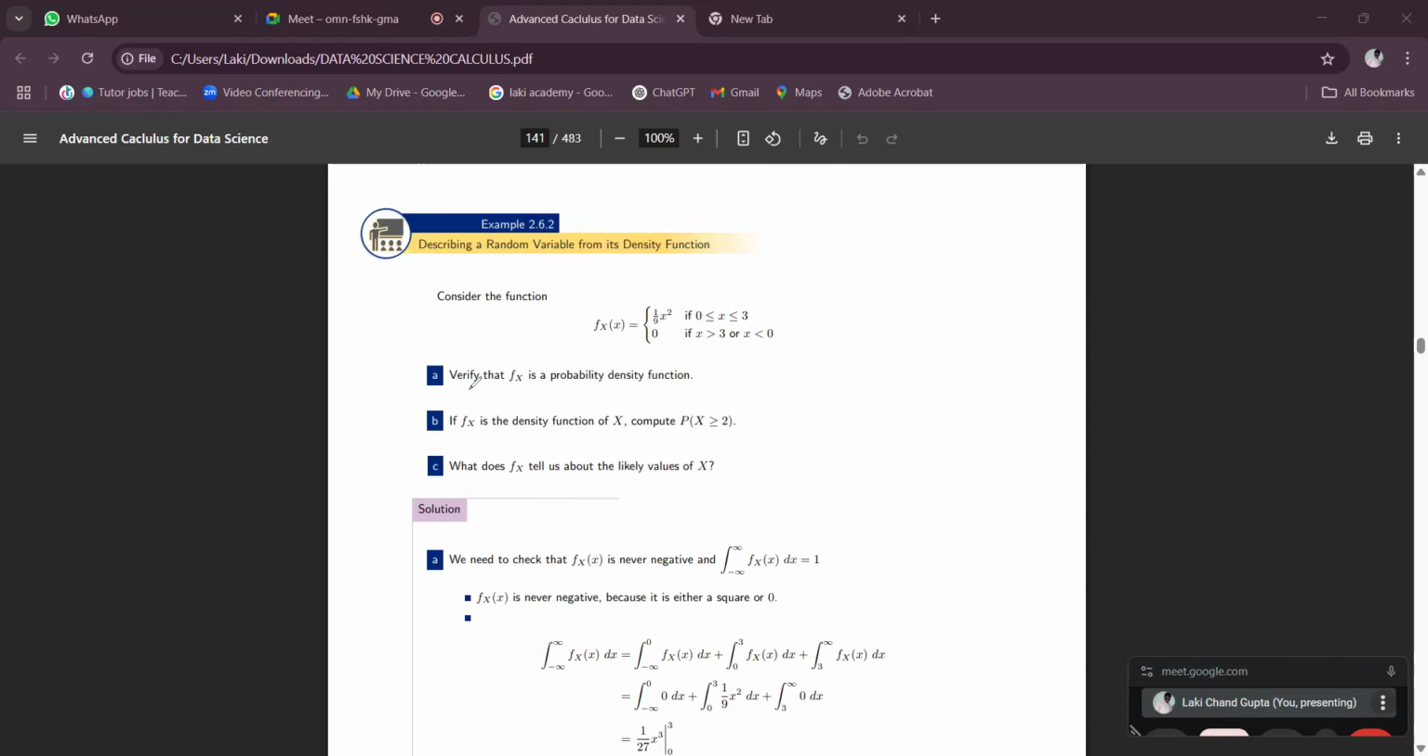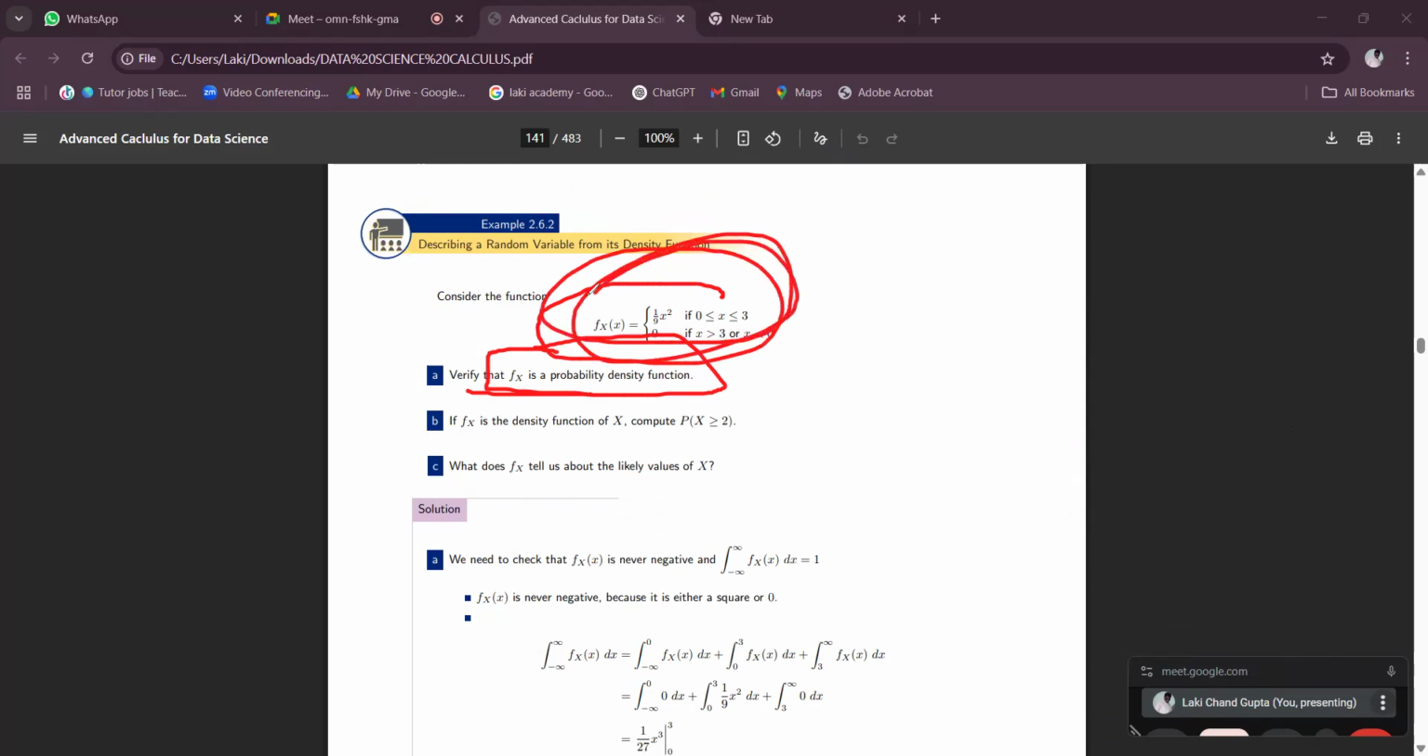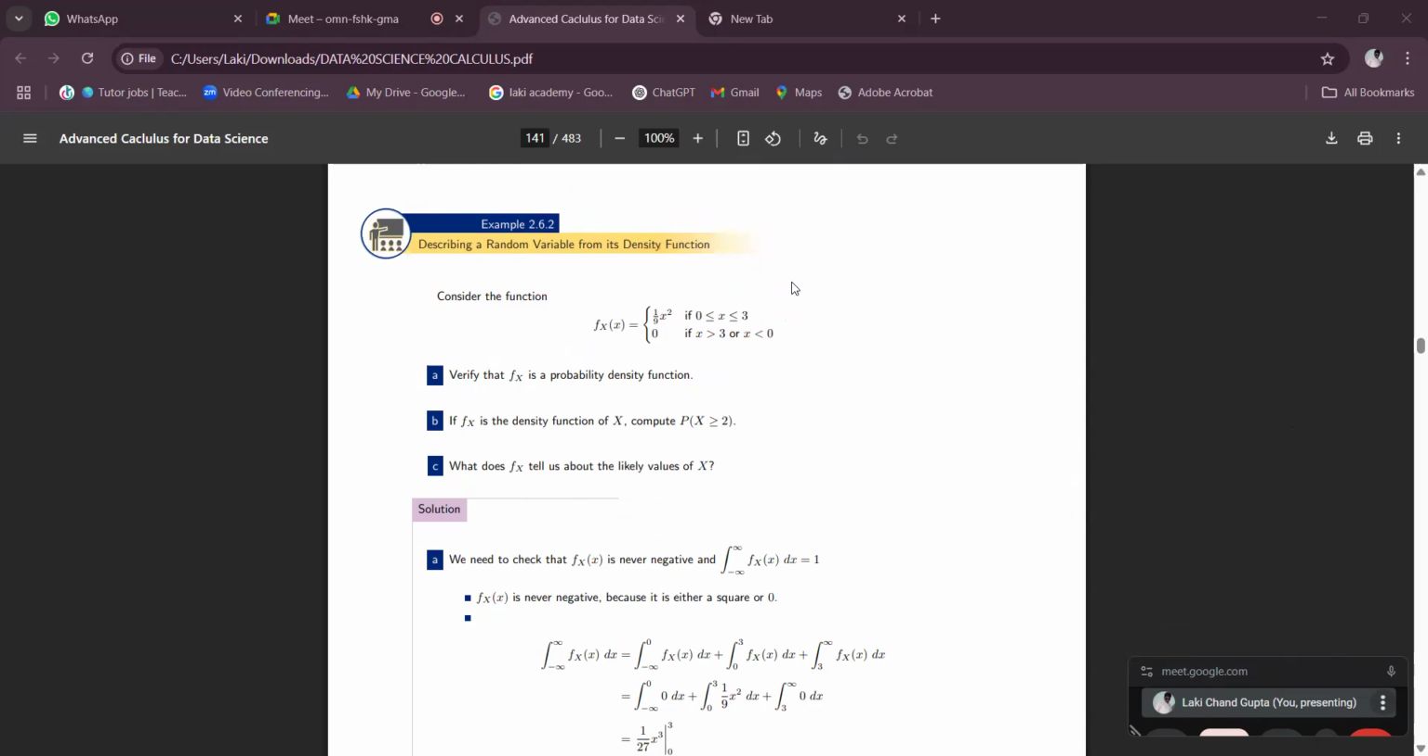So, verify fx is a PDF. First you have to prove that this is a continuous random variable. It's very easy. Whenever you are given a function and asked to verify that it is a PDF, PDF meaning probability density function, first you have to check that the integral from minus infinity to plus infinity of fx dx is equal to 1.